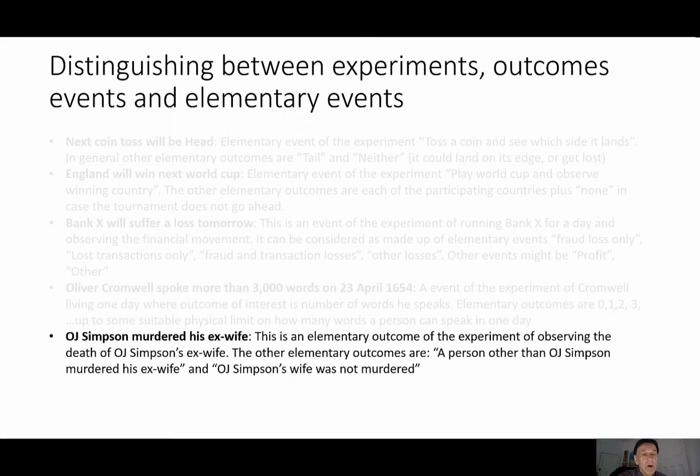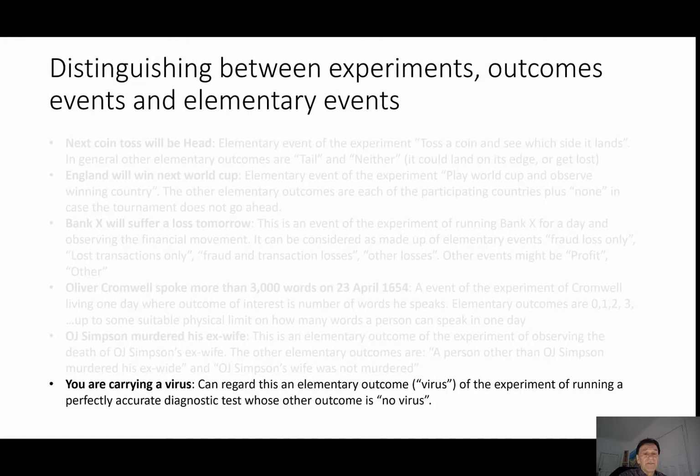O.J. Simpson murdered his ex-wife. Well, that's an elementary outcome of the experiment of observing the death of O.J. Simpson's ex-wife. The other elementary outcomes are a person other than O.J. Simpson murdered his ex-wife, and O.J. Simpson's wife was not murdered. You're carrying a virus. Well, we can regard that as an elementary outcome, namely virus, of the experiment of running a perfectly accurate diagnostic test, whose other outcome is no virus.